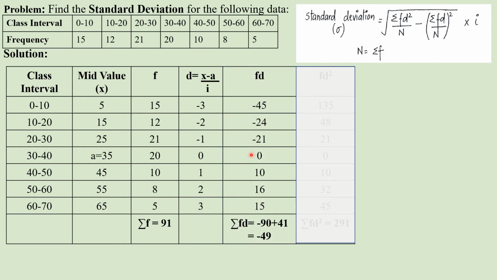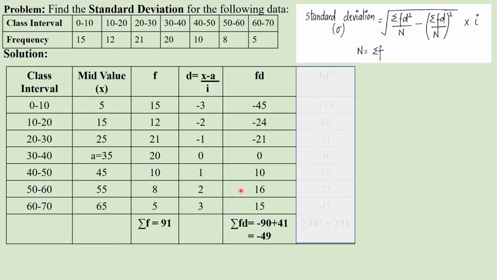Now find out fd by multiplying frequency and d. So 15 into minus 3 is minus 45. 12 into minus 2 is minus 24. 21 into minus 1 is minus 21. 20 into 0 is 0. 10 into 1 is 10. 8 into 2 is 16. 5 into 3 is 15.